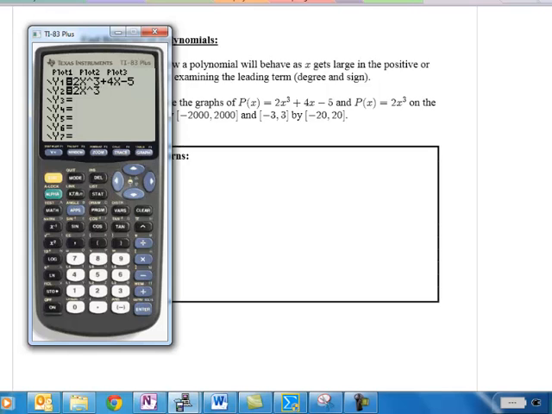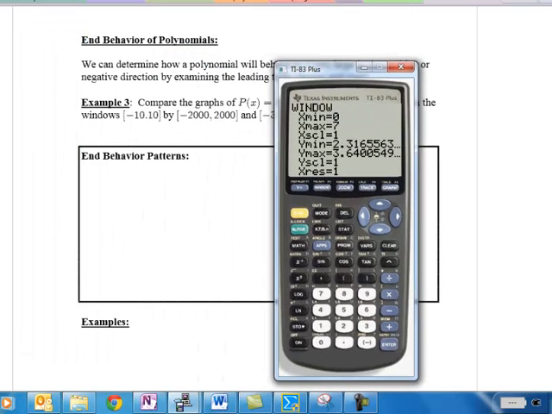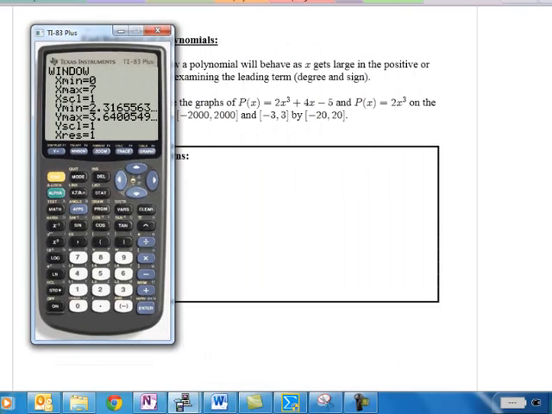They're suggesting a couple windows here. The first is negative 10 to 10 for the x, and then negative 2000 to 2000 for the y. And we'll make our y scale like 500 so that we can see the spacing. Okay, let's take a look. So there's one graph and the other. It's hard to tell them apart in that window, right? So they have the same long-term behavior.